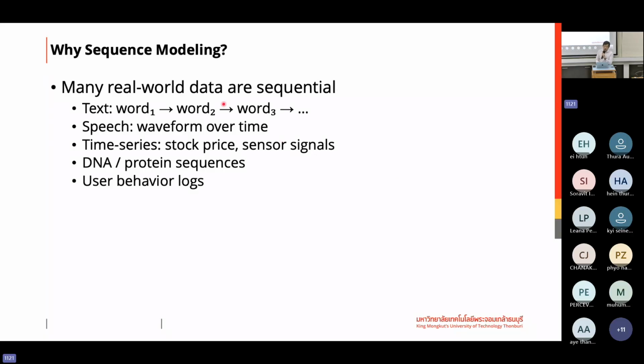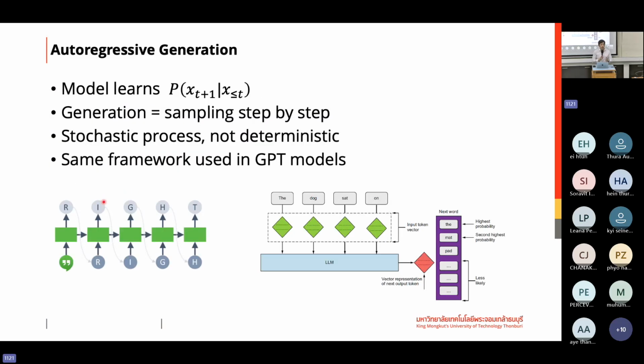Okay, so there are a number of data types that are inherently sequential, like text. You have a sequence of characters, a sequence of words. There is speech data, where you have the change of spectrum and waveform over time, or time series like stock prices and sensor data that change by time, DNA or protein sequences, or even user behavioral logs. All of these are sequence data. And in order to generate those sequence data, you need a model that is able to capture sequential variation.